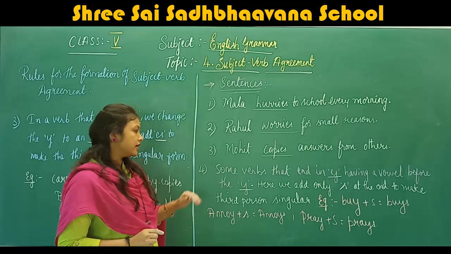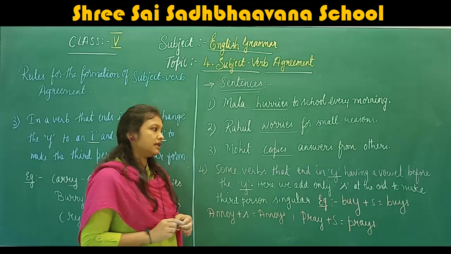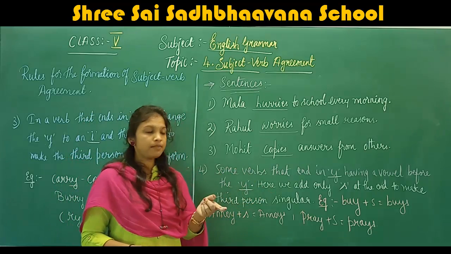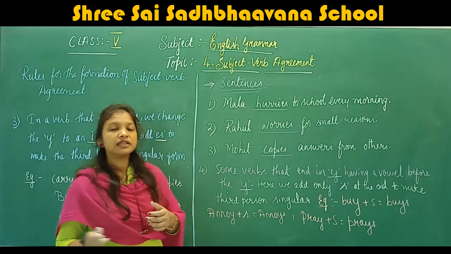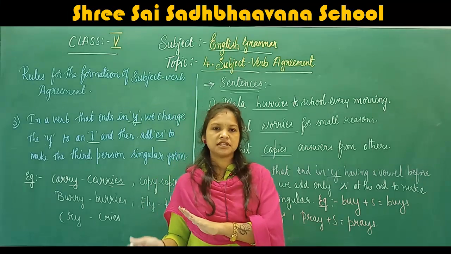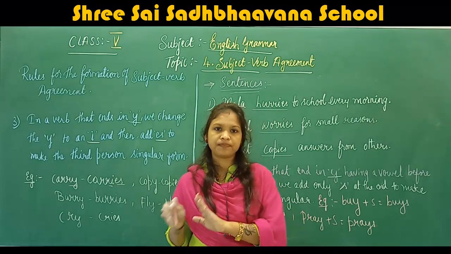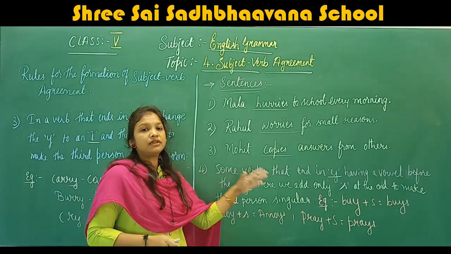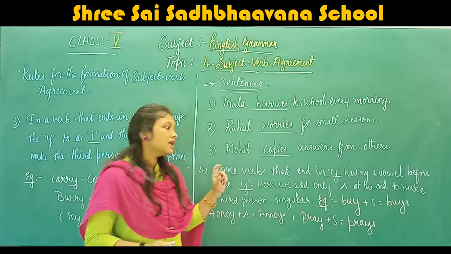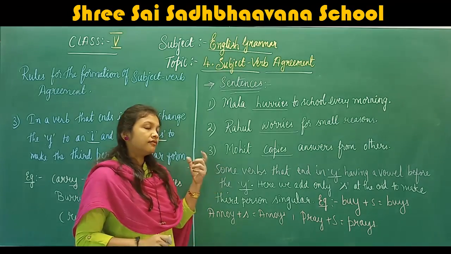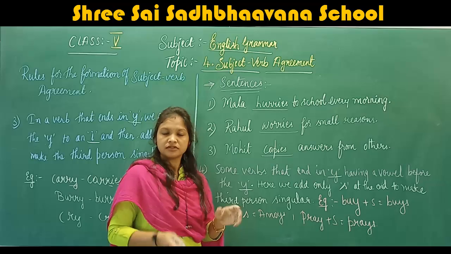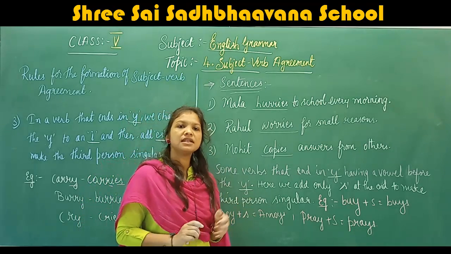Right. So here, next, the fourth point. Some verbs end in y and have a vowel sound before the letter y. So we add only es at the end of the verb to make it into third person singular form. In the third point we learnt that when the verb is ending with y, we remove y and add i and es. In the fourth point, when the verb is ending with y and has a vowel before the letter y, we don't remove the letter y. We just simply add es to make it into third person singular form.